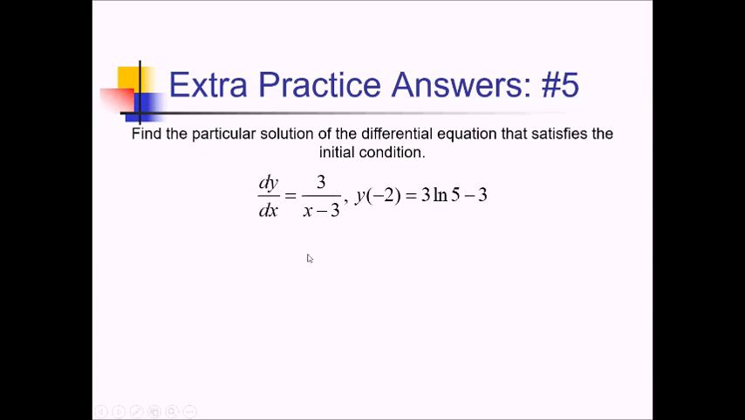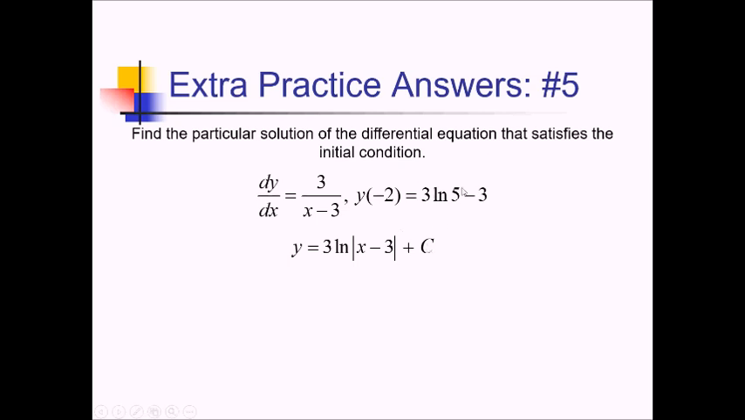On this problem, I'm trying to find a particular solution for this differential equation with the initial condition given here. Let me start by taking my antiderivative to find the general solution. So that's going to be y equals 3 ln absolute value of x minus 3 plus c. And now let me plug in my initial condition to figure out what that c value is.